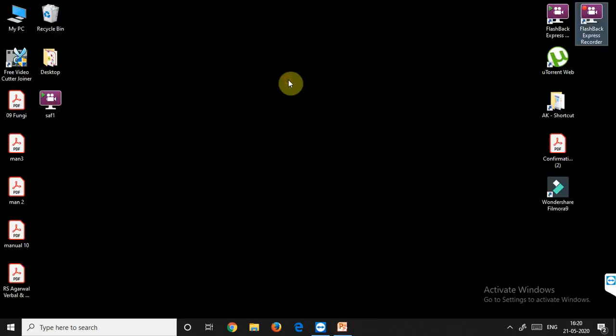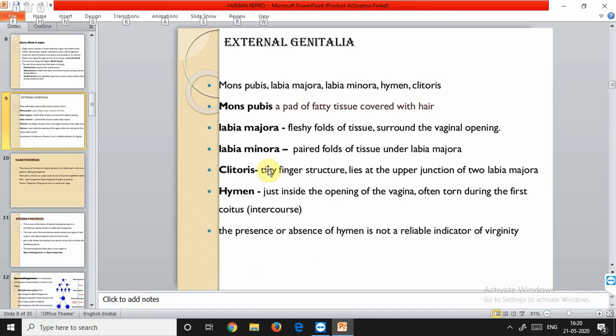The external genitalia comprise the mons pubis, labia majora, labia minora, hymen and clitoris. The mons pubis is a pad of fatty tissue covered with hairs. The presence of hairs is mostly for the purpose of protection. Then comes the labia majora, which are fleshy folds of tissue surrounding the vaginal opening.